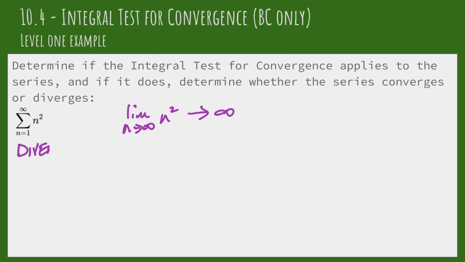So the integral test does not even apply here. This is not a decreasing function. The integral test only applies for positive decreasing functions, and this is not a decreasing function, it's an increasing function. However, even though the integral test doesn't apply here, we know that the series is going to diverge because of the nth term test for divergence. Let me write that down here.